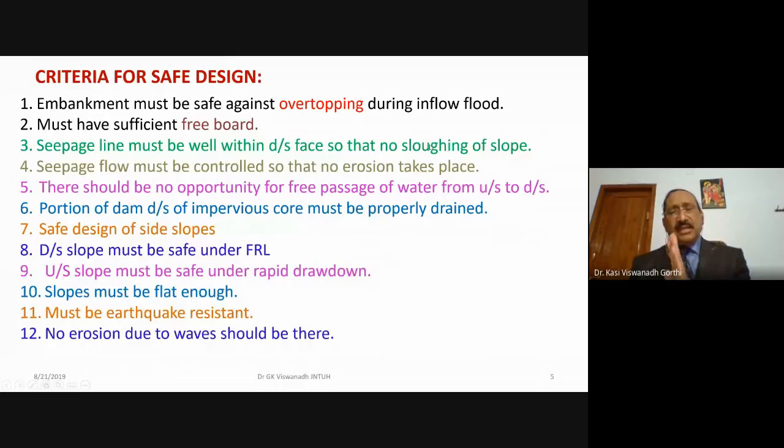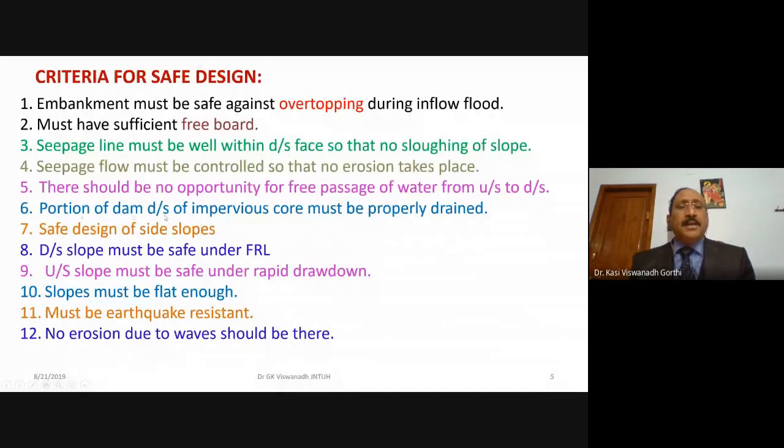Sliding failure is something like the toe portion getting eroded because of the seepage. So seepage flow must be controlled so that no erosion takes place, and there should be no opportunity for free passage of water from upstream to the downstream side. This is another criterion. If the water starts flowing freely from upstream to downstream through the body of the dam, there is a possibility of failure of the dam in terms of piping, that is, seepage failures.